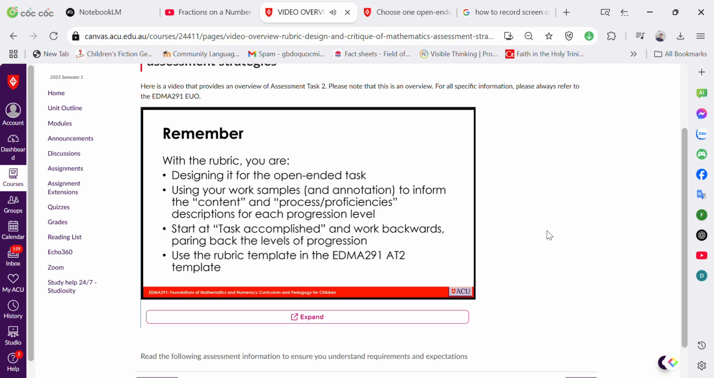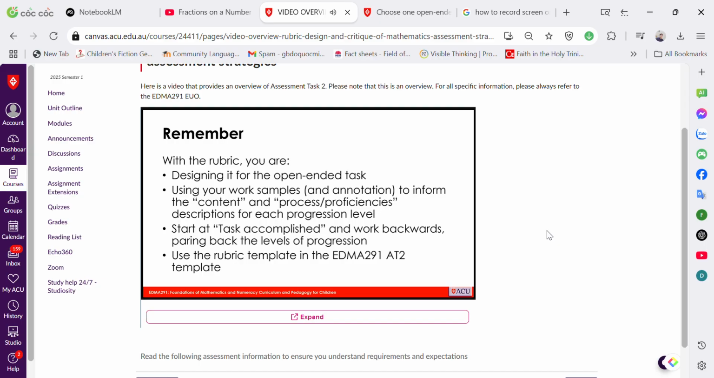So remember, with your rubric, you're designing it for the open-ended tasks that you've selected, and you're going to use your work samples and annotations to inform that rubric. You're going to have a content focus on the rubric and a processes and proficiencies, ways of working mathematically, as well. We've got to see progression in your rubric, this idea of being able to use it to identify where children are at and using it as an assessment tool. My advice is always start at task accomplished. I find that the easiest place to start, and then you can work backwards, and then you can do the goes beyond by extending and pushing those descriptors.